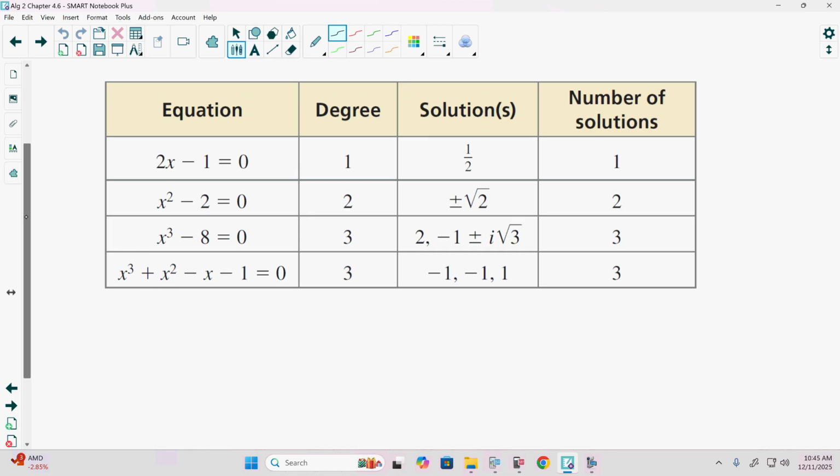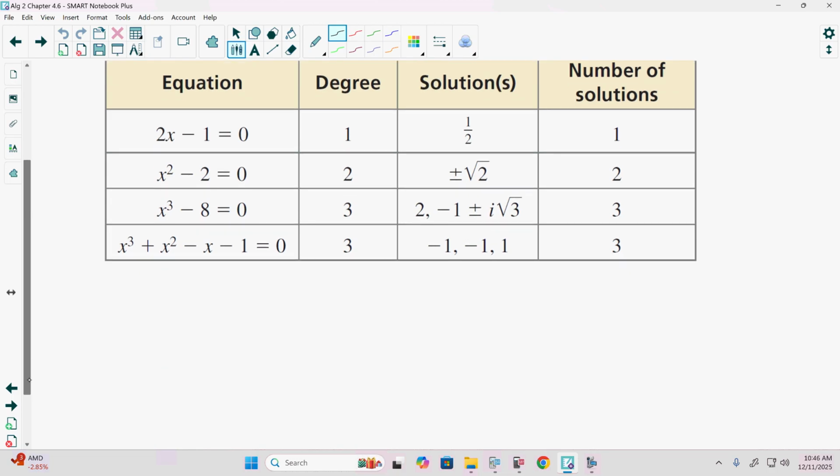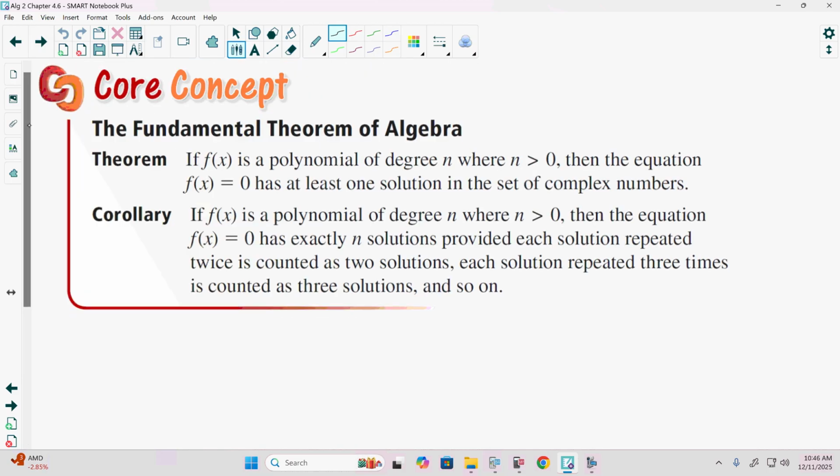The third equation is x cubed minus 8 equals 0. The degree is 3 because of our x to the third. The solutions are 2, negative 1 plus i square root of 3, and negative 1 minus i square root of 3. We have 3 solutions. And the last equation is x cubed plus x squared minus x minus 1. Just like before, the degree is 3. Our solutions are negative 1 and 1. We have 3 solutions. Now we have this table.